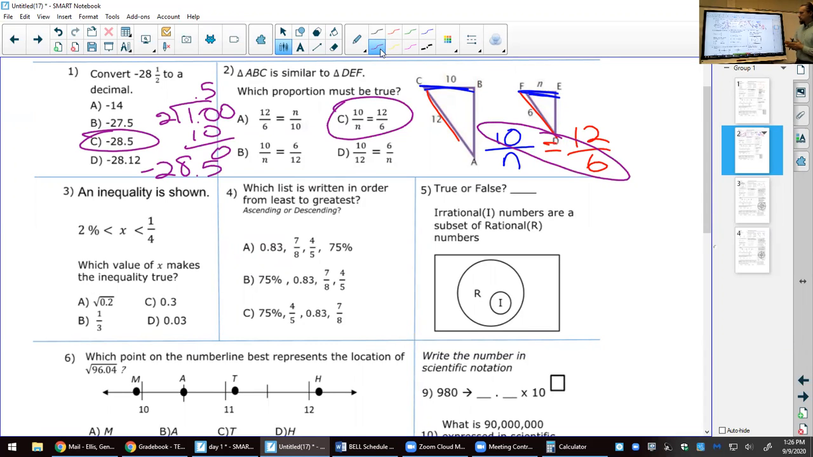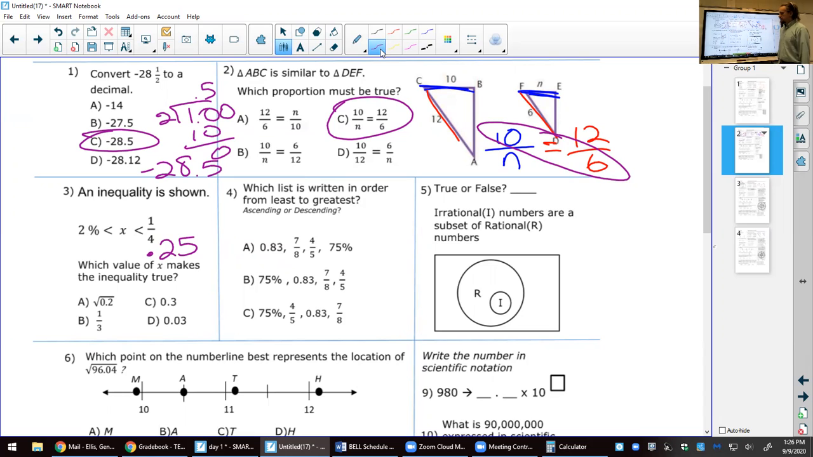Let's see, inequality shown. Which value of x makes the inequality true? So we have a percent and a fraction, so I'd make both those into a decimal. Decimal we talked about before. You can do top in, bottom out. 1/4 is 0.25.